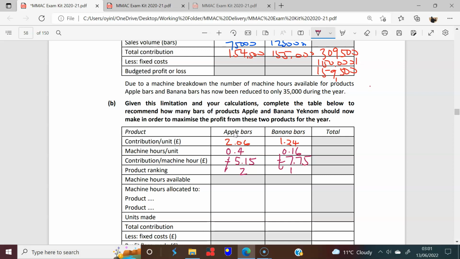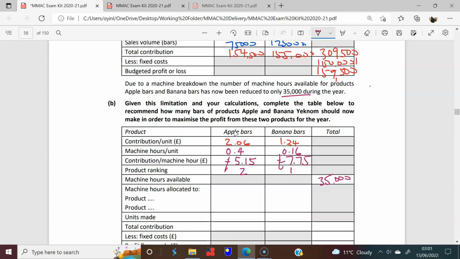We have only 35,000 machine hours available. And so therefore, we're going to make our banana bars first because we have a higher ranking here. It tells us clearly that we only have 35,000 machine hours available. Okay, great. So let's look at this.